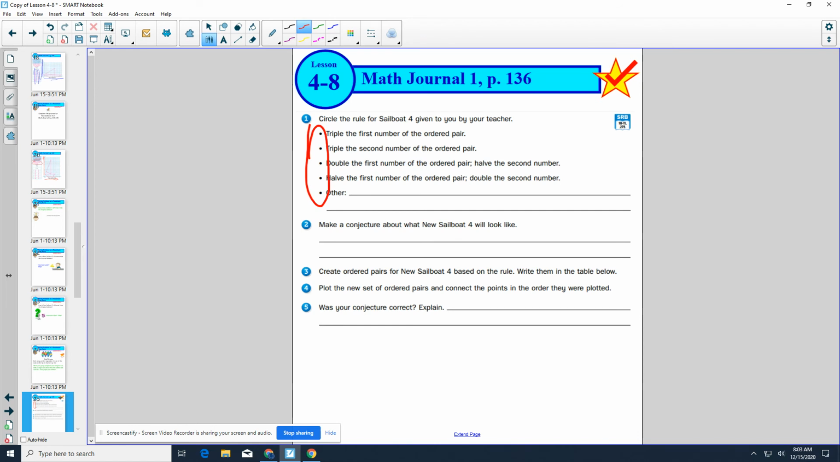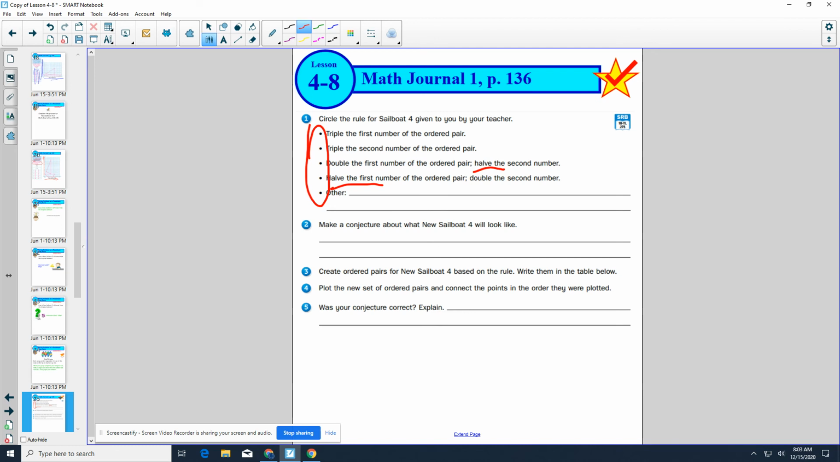So triple the first number of the ordered pair, and this is from the original sailboat. Triple the second number of the ordered pair. Double the first number of the ordered pair. Halve the second. So if you have it, that means you're dividing it by 2. Halve the first number, so you're dividing it by 2. Double the second number. So make a conjecture about what it will look like.